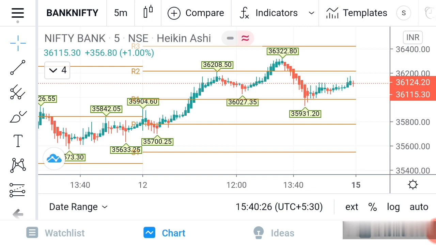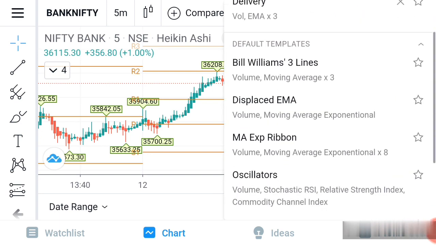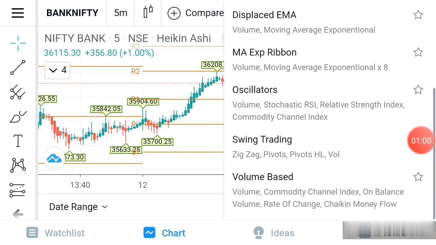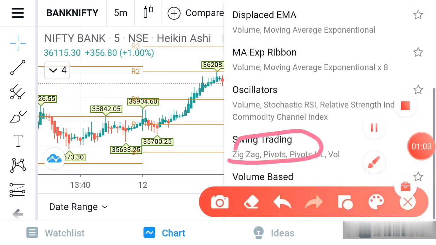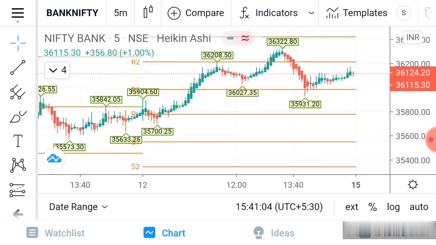In this trend analysis of Bank Nifty, mainly we are using support and resistance and price action trading. These are the two strategies we are using in order to identify the trend of Bank Nifty. First I will show you the settings of support and resistance. Once you open the TradingView application, you can see there is a template option here. Just click on the template option. Once you click on it, you can see there is a sync trading option. Just click on the sync trading option. Then automatically the entire support and resistance will be added to your chart.